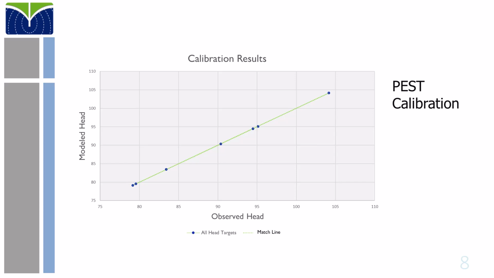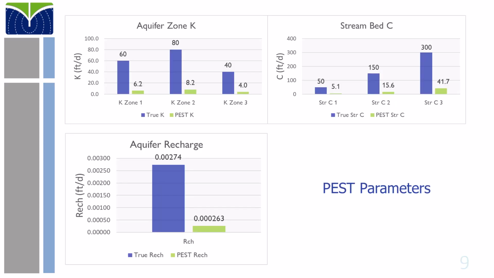But when we look at the actual model parameter values that PEST came up with, we see that they are terrible. Each blue bar represents the actual parameter value I used originally in the model to create the water level observations that I gave to PEST from which to estimate parameter values. The green bar next to a blue bar represents PEST's attempt to estimate that value.